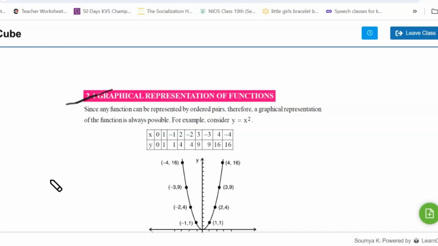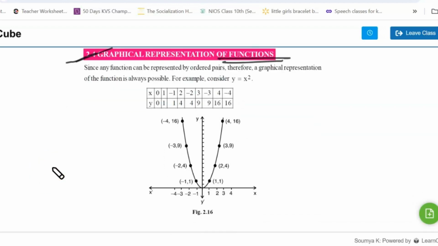Let's start. So first one is graphical representation of a function. So what is a function? We have already seen the definition of a function. In this video, we are going to see the questions related to these functions and how to draw the graph for that. So let's see the first example that is given here.